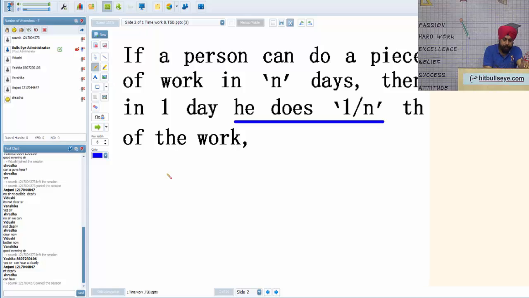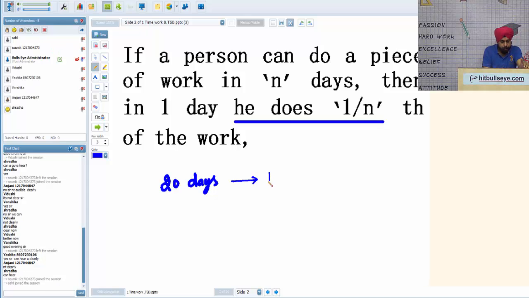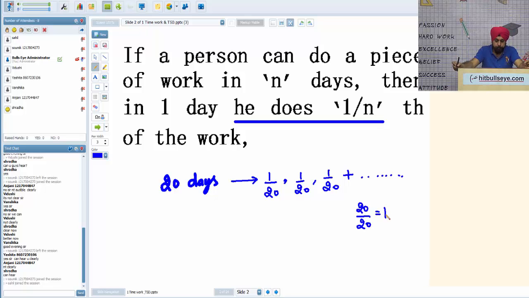So if we say that a person can do a piece of work in 20 days, that means in one day the person will be able to do 1/20th of the work. Same the next day, the third day, and so on, students. If you take 1/20 for the 20 days and you add all that, it will become 20/20, which is equal to 1. That is, the whole work will be completed. So this is the basic concept that we use in case of time and work.